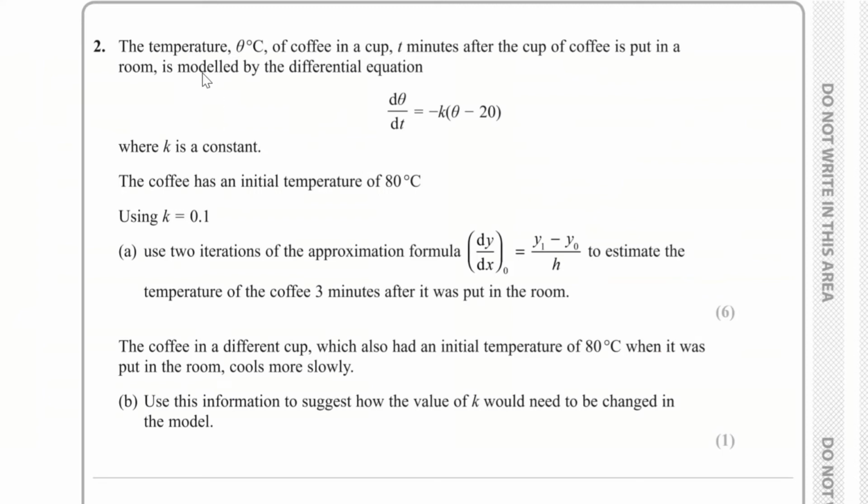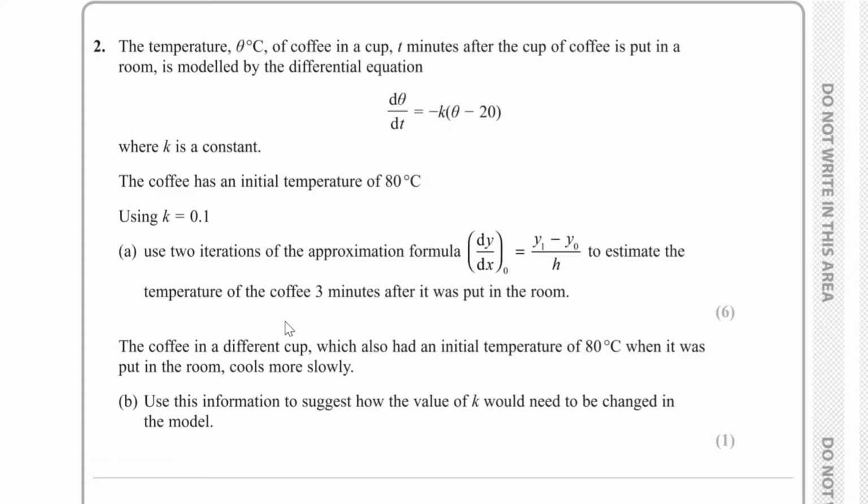Question number 2. The temperature, theta degrees C, of a coffee in a cup t minutes after the cup of coffee is put in a room is modelled by the differential equation d theta over dt equals minus k lots of theta minus 20, where k is a constant. The coffee has an initial temperature of 80 degrees C, and using k equals 0.1, we have to use for part A 2 iterations of the approximation formula dy over dx 0 equals y1 minus y0 over h to estimate the temperature of the coffee 3 minutes after it was put in the room.